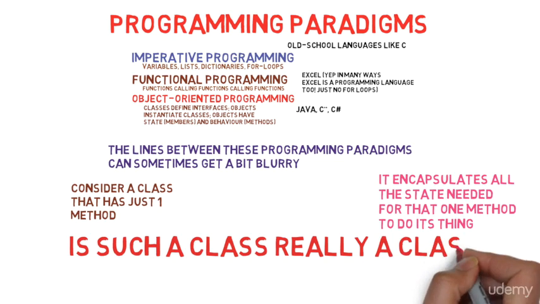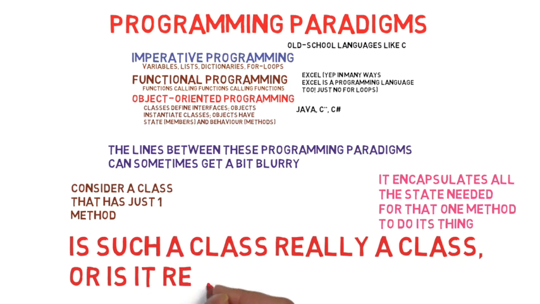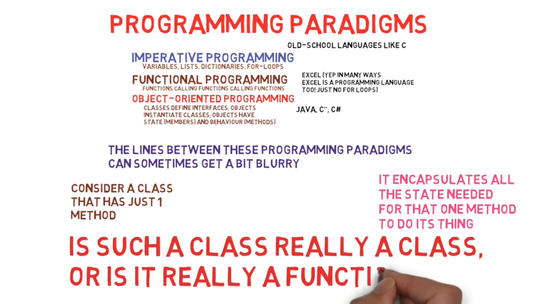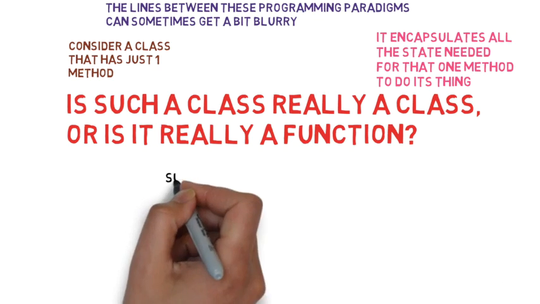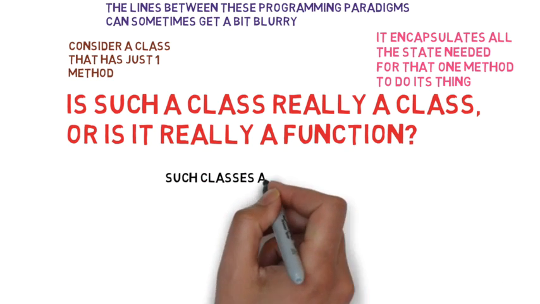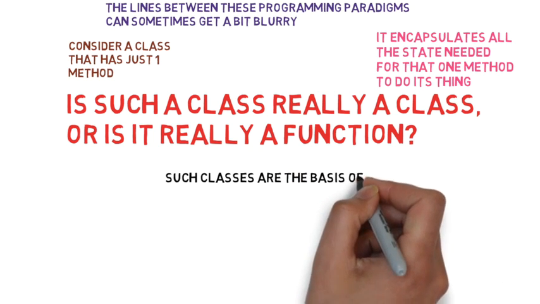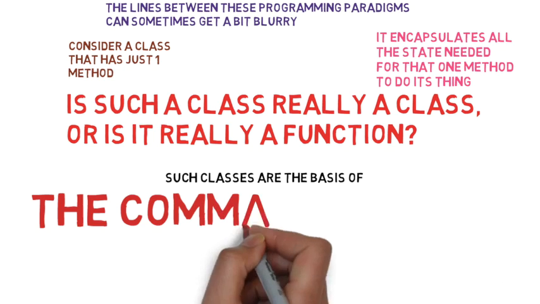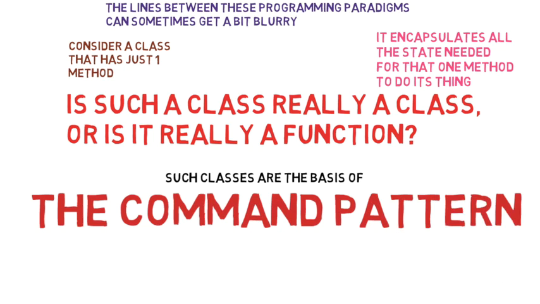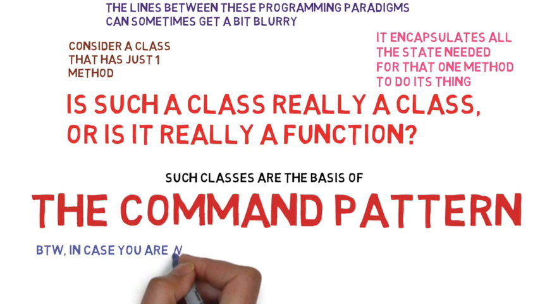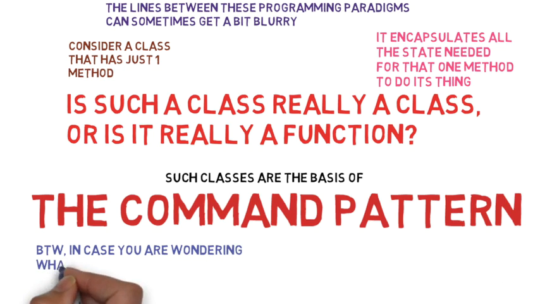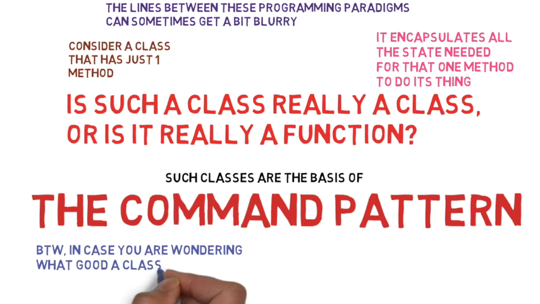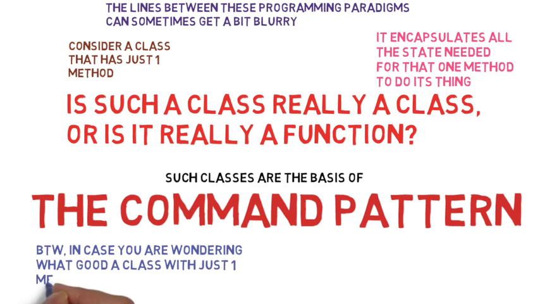Is such a class really a class? Or is it just a function? One method classes, are they classes or functions? These classes, which cross the boundary between object-oriented and functional programming, are the basis of the command pattern. Now that we've mentioned it, I'm sure it's a logical question to ask: what good is a class with just one method? What can it actually do? How powerful is it? In fact, there are a whole number of things that it could do.